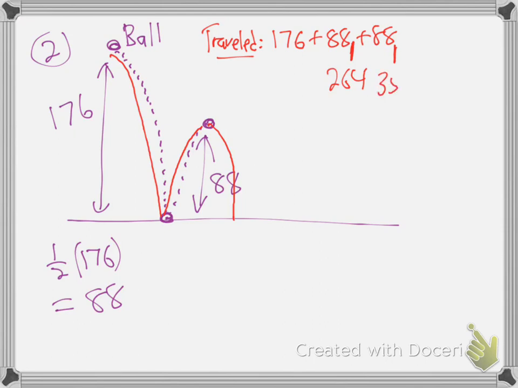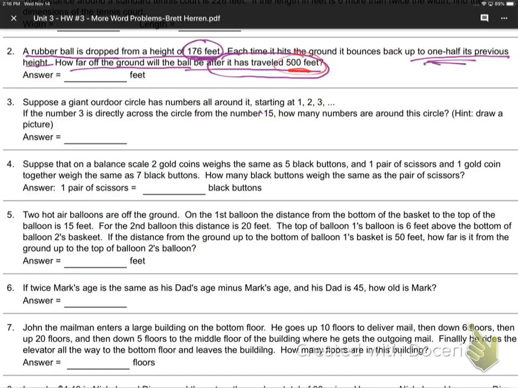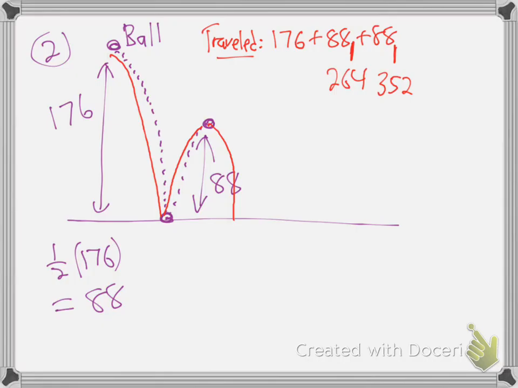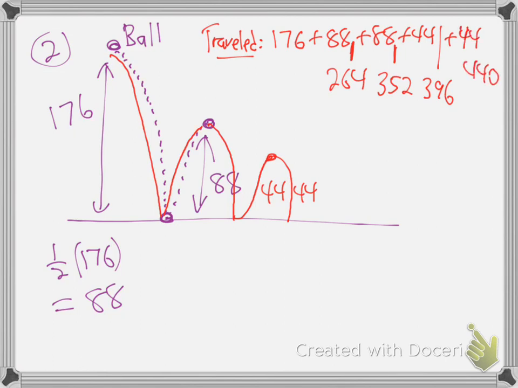352? Am I doing that right? Okay, 352. How far do we want to go? 500, right. Okay, so then it's going to come up 44. So add 44. What's that? 396. Come down 44, which is another, I don't know, 440? 440 feet at this point.